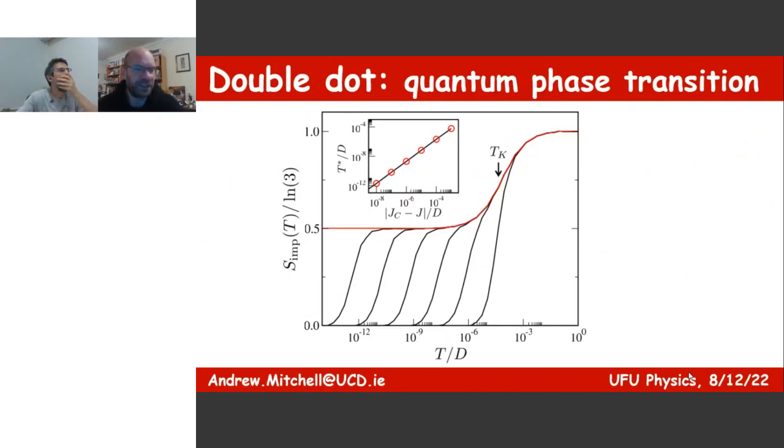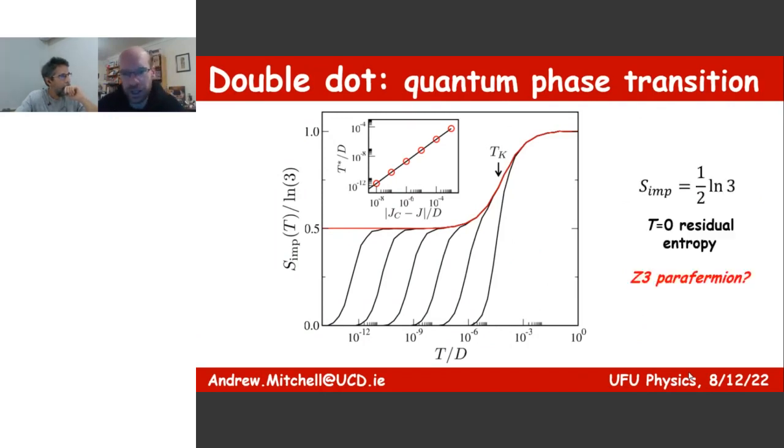So from NRG, we can calculate the entropy, and what we see is that initially we have 3 degrees of freedom for the three charge states, log three, but at the critical point when all of the couplings are equal, we go down to a half log three, which is a weird fractional amount. It's a residual entropy, which indicates that this is a non-Fermi liquid situation. We're halving the number of degrees of freedom, if you like. Halving the dimension of the Hilbert space would be the right way to say it.